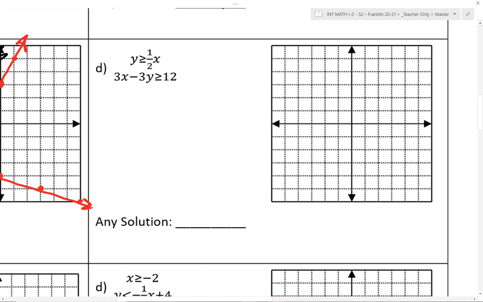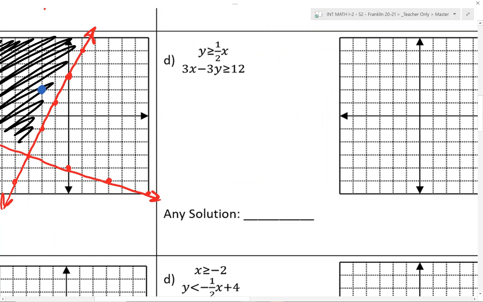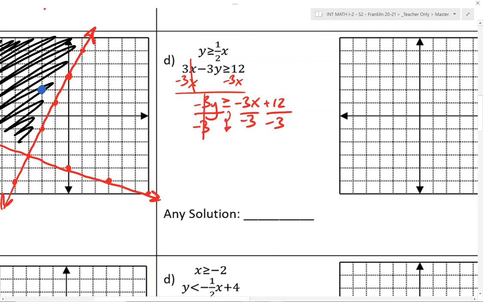Okay, example D, y is greater than or equal to 1/2 x, and 3x minus 3y is greater than or equal to 12. We need to solve that second one. So let's subtract 3x. Negative 3y is greater than or equal to negative 3x plus 12. Divide by negative 3, and here's where the inequality rule comes into play. Since we're dividing by a negative, the symbol flips. So y is less than or equal to positive 1x minus 4.